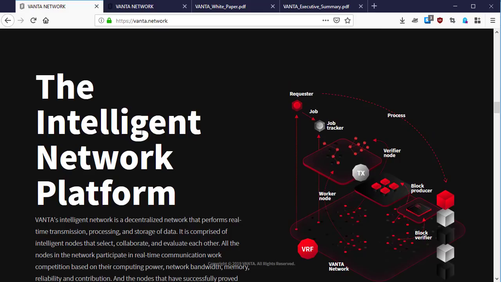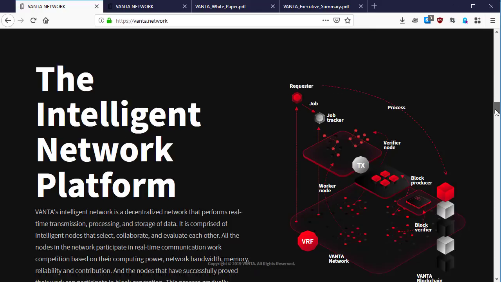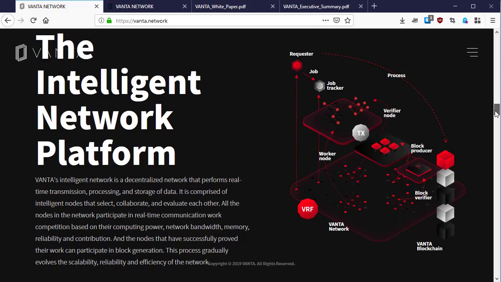So the intelligent network platform. If you scroll down a little, you can see the information about it. Here is the diagram on the right-hand side. You can see there are 3 to 4 layers of the intelligent network, starting from the requester. Once a user requests an action to the blockchain, it goes straight to the blocks. Once a requester requests a job, it becomes a job, then the job tracker. And here is the transaction level: transaction verifier, block producer, and block verifier, which is at the bottom. You can see the Vanta blockchain.